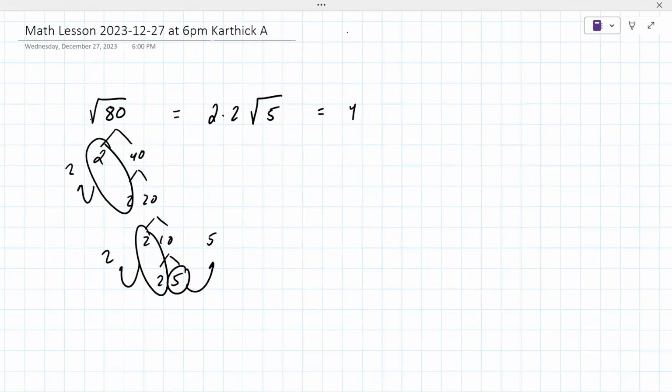Right, perfect. And I mean, your teacher's more likely to give you something like this, like the square root of 960. So do you want to try maybe working one out on your own, and then we'll move on to something else?